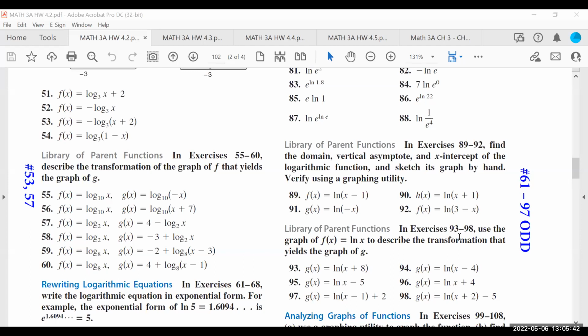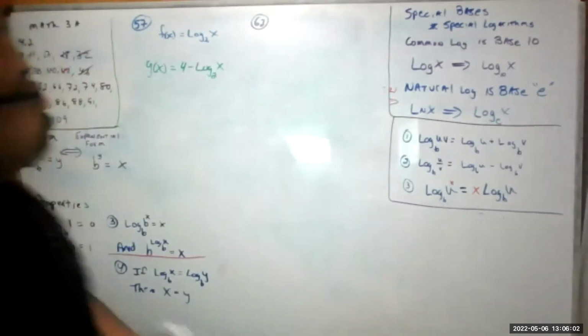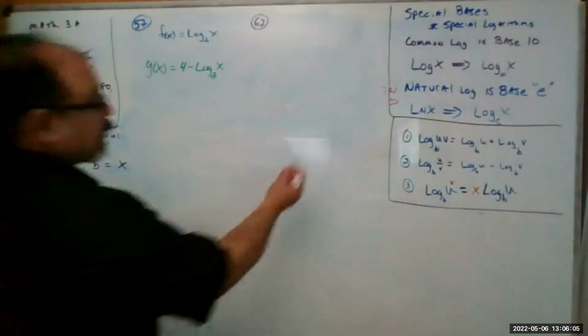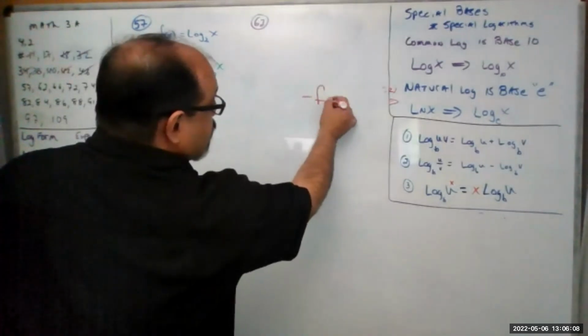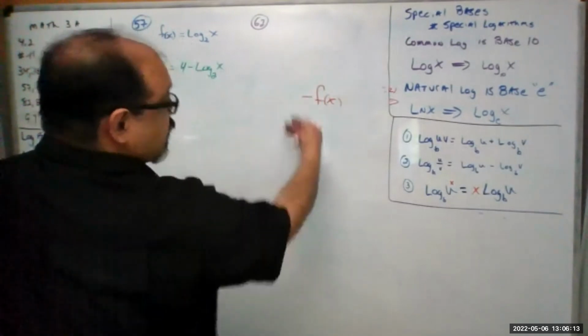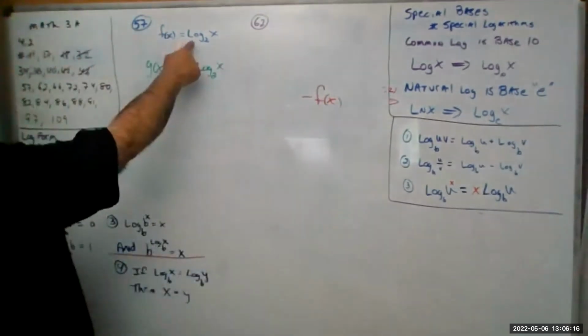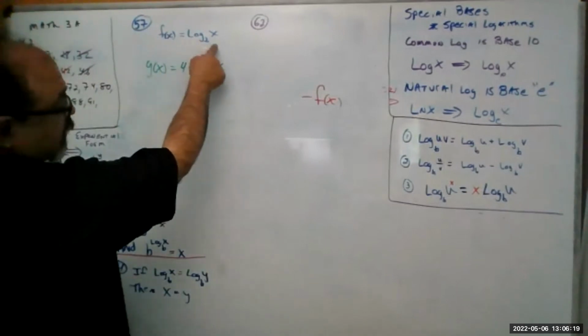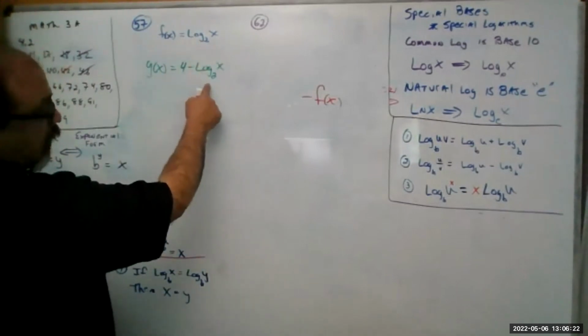So on 57, all they want is describe the transformation. You're starting off with f of x equals log base 2 of x. So what's the transformation if we do g of x equals 4 minus log base 2 of x? Okay, so here's the rule. If you change the sign of the function, that's a reflection across the x-axis. It flips it vertically. So you have a positive log base 2 of x here, and this is now a negative log base 2 of x.